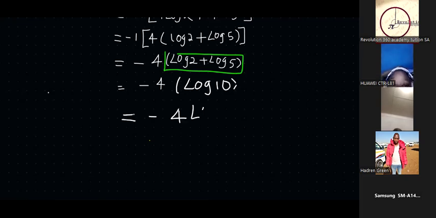That will be equal to -4. Open bracket, what is log 10? 1. Then you say -4 times 1, it's -4. Even if you use this one, you're still going to get the correct answer.